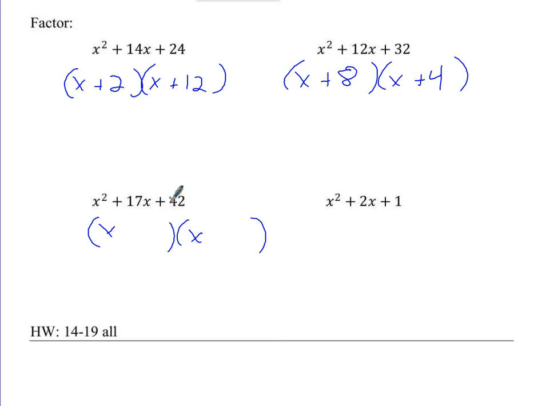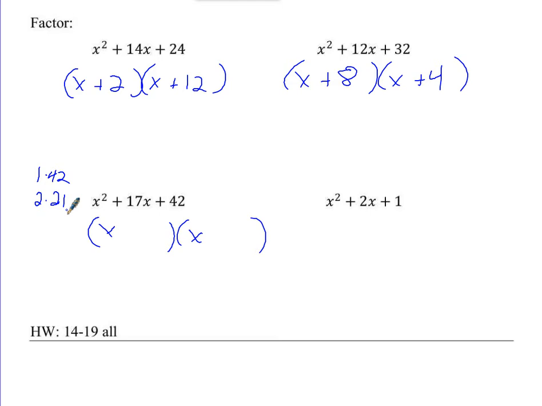Well, 1 times 42 is 42. Do those two numbers add to give me 17? No. So that one doesn't work. Does 2 go into 42? Yes, because 42 is even. So 2 times what? 21. Do those two numbers add to give me 17? No. All right, does 3 go into 42?